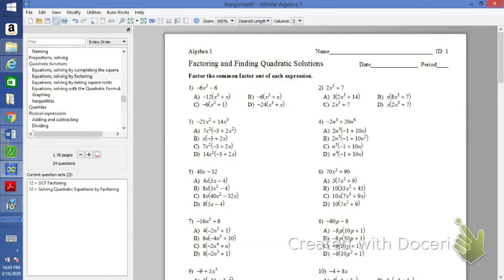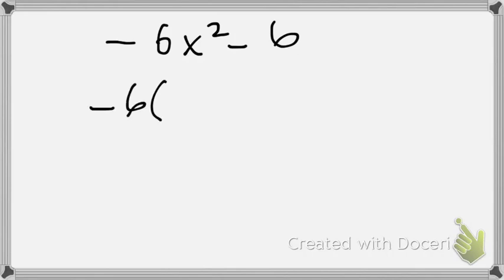We have to factor the common factor out of the expression negative 6x squared minus 6. All right, we look at this. What is common to both of those terms? The negative 6. Okay, so write it out in front. Now divide. If we factor out a negative 6, we're going to divide negative 6x squared by negative 6, and we're going to get a positive 1 x squared. And then negative 6 divided by negative 6 gives us a positive 1.